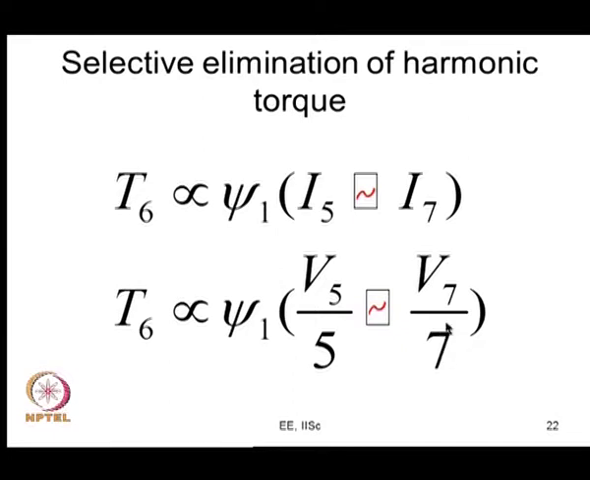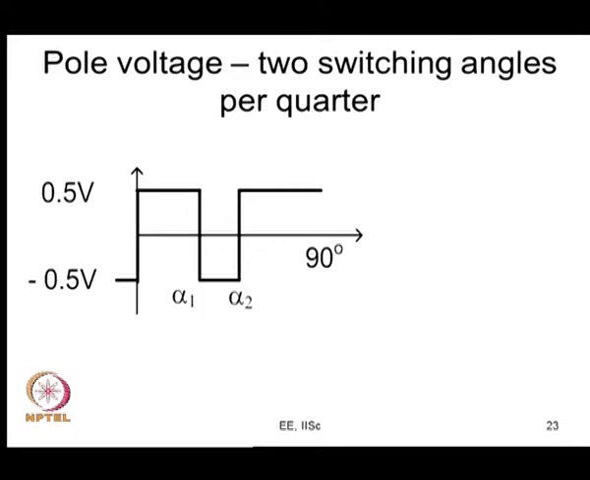So, what we saw towards the end of the last lecture was that if we can eliminate V 5 by 5 minus V 7 by 7, or there is some phase relationship, but if you can work that out, and when you take V 5 and V 7 as cophasal, then you can say V 5 by 5 minus V 7 by 7 can be eliminated, and you can possibly eliminate the sixth harmonic torque. So, just as we could eliminate harmonic voltages.